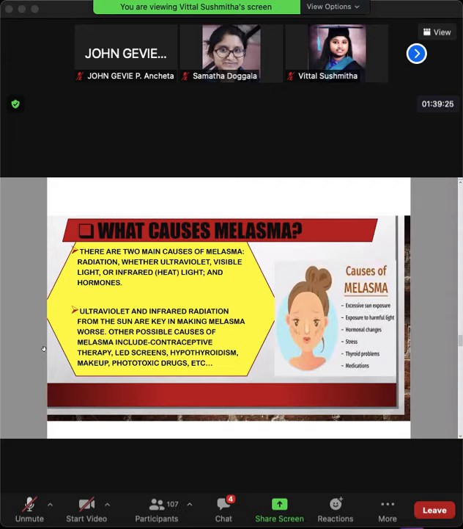What causes melasma? Causes of melasma: excessive sun exposure to harmful light, hormonal changes, stress, thyroid problems, and medications. There are two main causes of melasma: radiation, whether ultraviolet, visible light, or infrared heat light, and hormones. Ultraviolet and infrared radiation from the sun are key in making melasma worse. Other possible causes include contraceptive therapy, lead screens, hypothyroidism, makeup, and phototoxic drugs, etc.